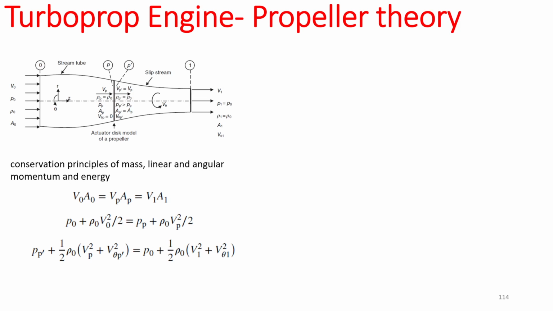Well, between P prime and 1, in which we have the swirl present, what you want to do is to use a modified version of Bernoulli's equation, right? So between P prime and 1, we're going to get P_P prime plus 1/2 ρ0 (Vp squared plus V theta P prime squared). Vp is the velocity of your fluid at the disk, and V theta P prime is the swirl velocity, the angular velocity after the disk, right? Which is going to be equal to the same thing at station 1: the swirl velocity, the angular velocity at station 1, and the linear velocity in the x direction at station 1.